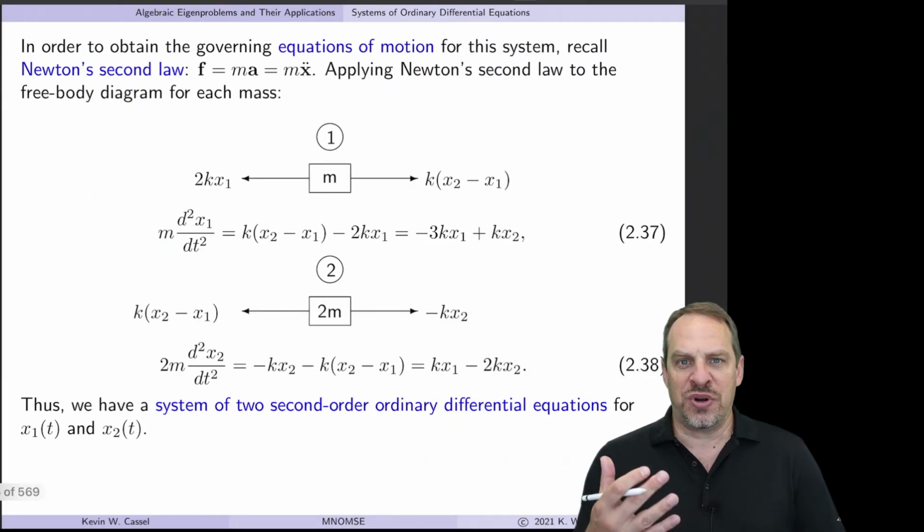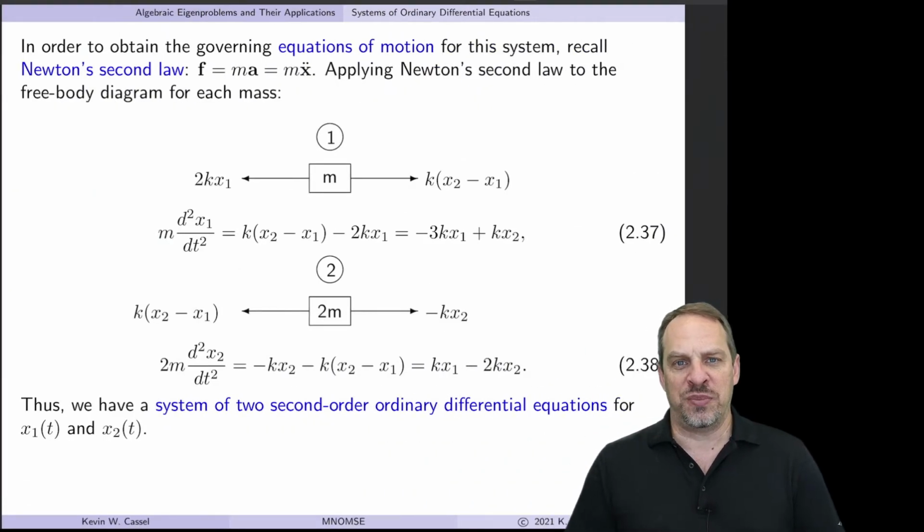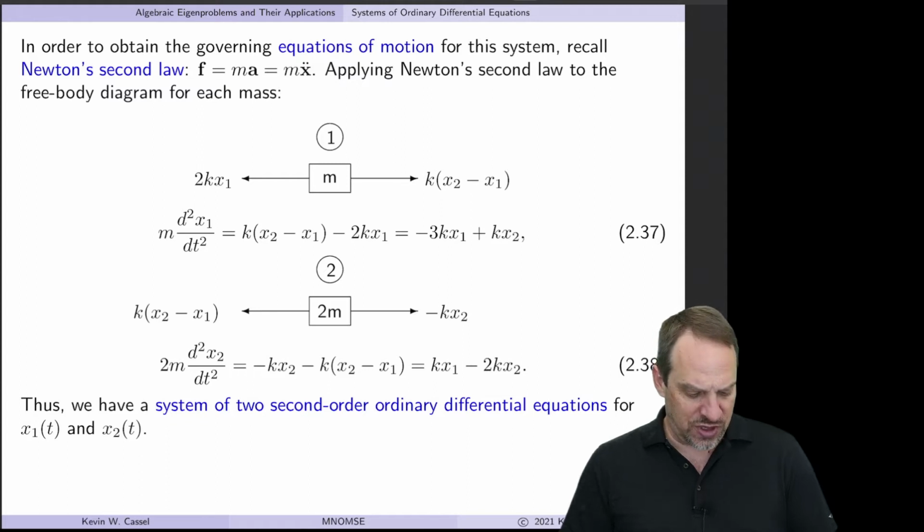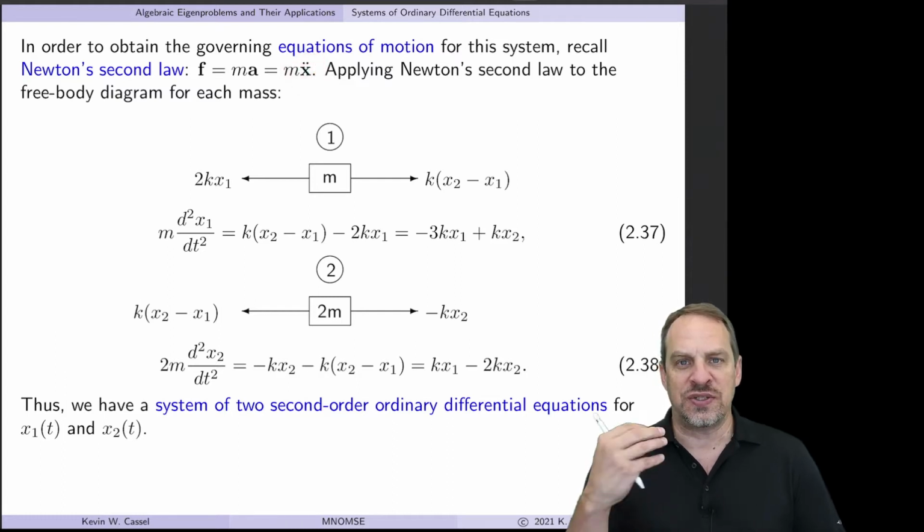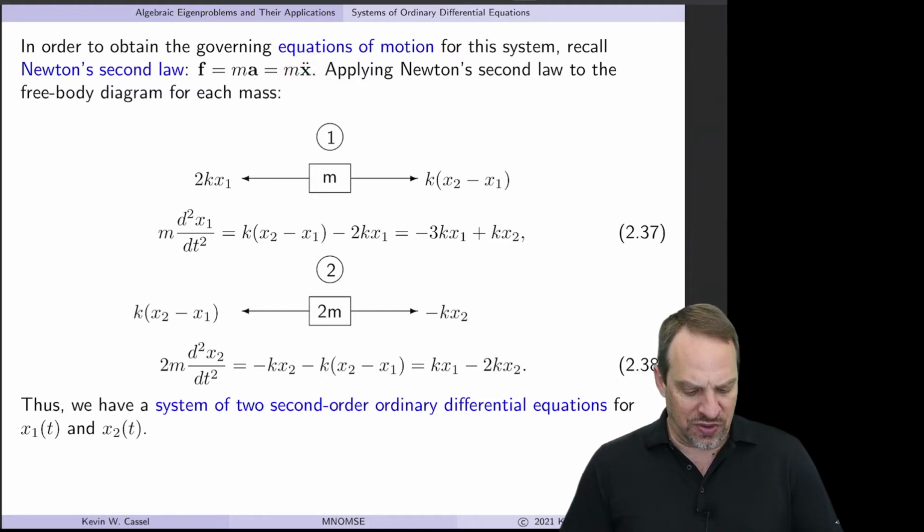So let's go through the whole process. Let's start with applying F equals ma to our system. And that will give us the equations of motion of that system. Now remember, F equals ma, a is the acceleration, F are the forces. Acceleration is x double dot. It's the second derivative of the position vector.